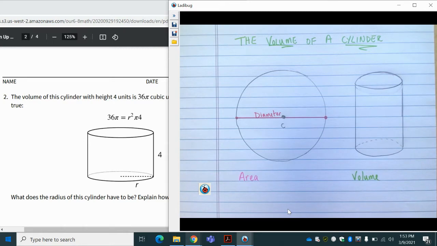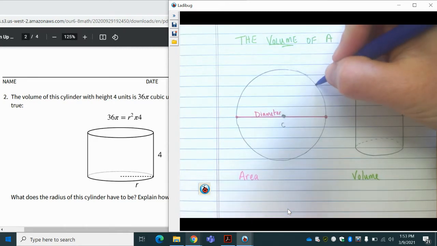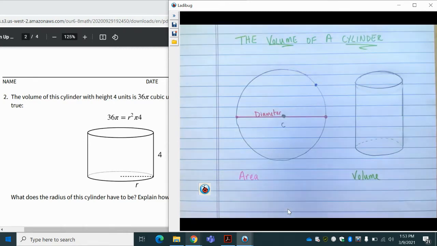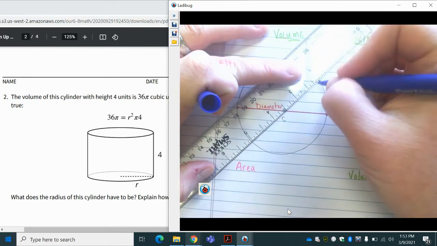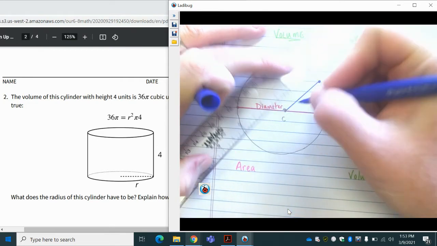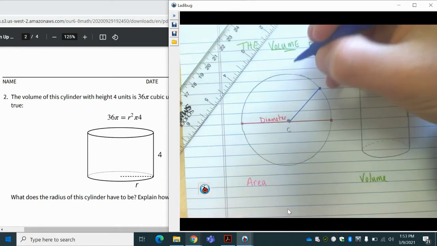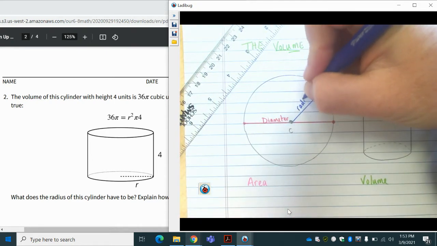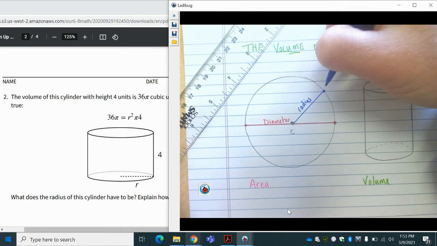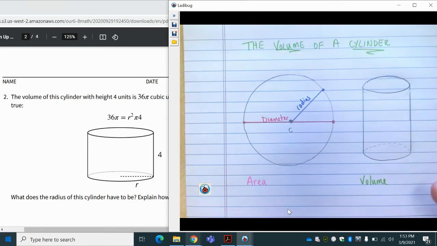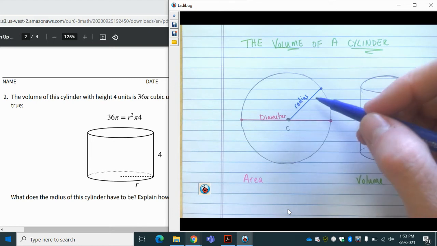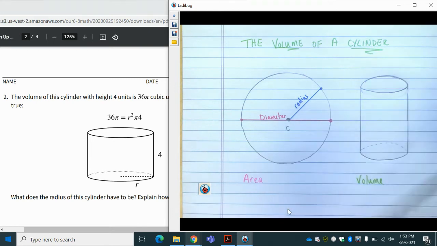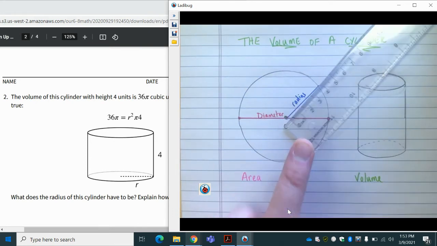If I were to pick any other point on the circle, let's say here, for example, and if I were going to connect that point to the center, this line is known as the radius. The radius is the distance between any point on a circle and the center point. That's the radius. So here it's about 4 centimeters.